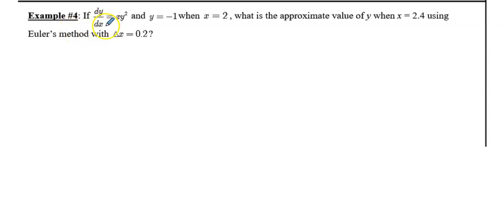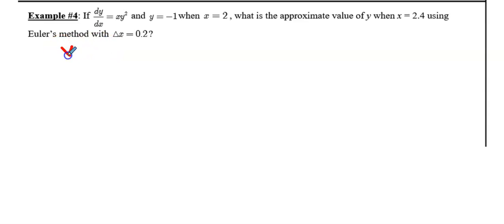Example number 4 says if dy/dx equals xy squared and y equals -1 when x equals 2, again that's our initial condition, what's the approximate value of y when x equals 2.4? Let's use Euler's method when delta x equals 0.2.